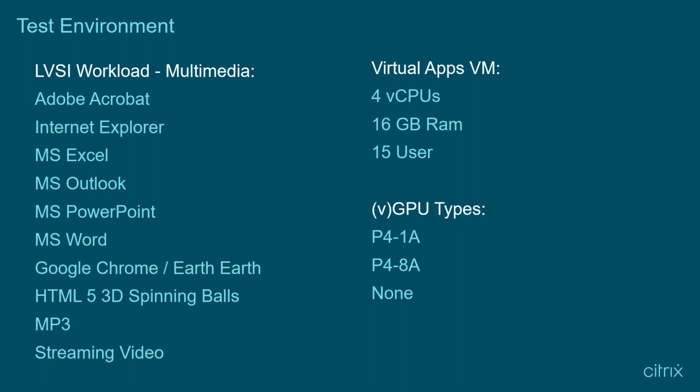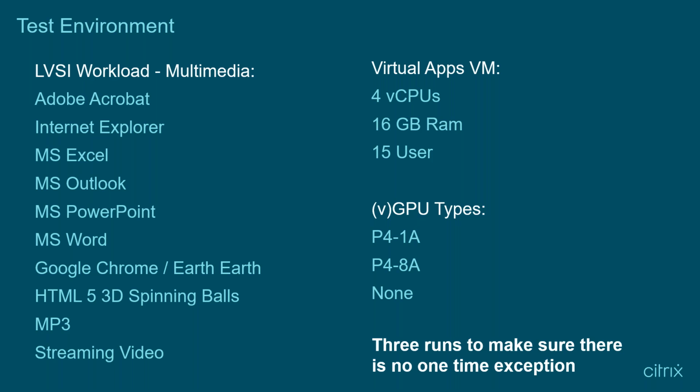So I have an office workload, but this is more of an unfamiliar workload for me, because most users are now watching videos, streaming, and things like that. We had a virtual apps VM with 4 vCPUs, 16 gigs of RAM, and 15 users connecting. And we compared 3 types. We had an NVIDIA graphics card with 1 gig of frame buffer, 8 gigs of frame buffer, and no frame buffer at all. And we repeated every test 3 times to make sure there's no one-time exception.